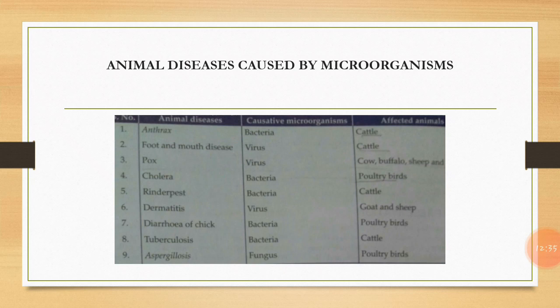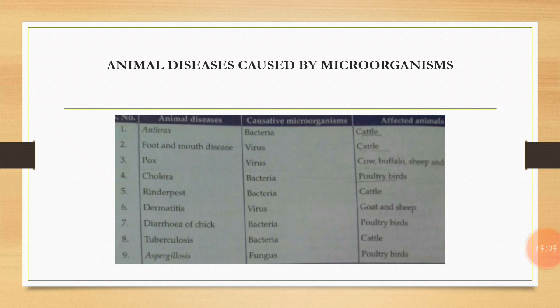As we know, in 1876, Robert Koch discovered the bacterium Bacillus anthracis, and this bacterium causes anthrax disease. What is anthrax? Anthrax is a dangerous disease caused by a bacterium that affects both humans and cattle. So it affects human beings as well as cattle.